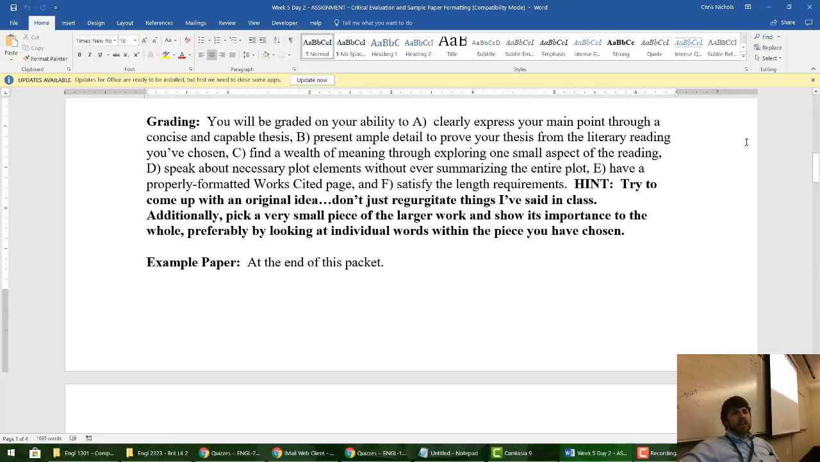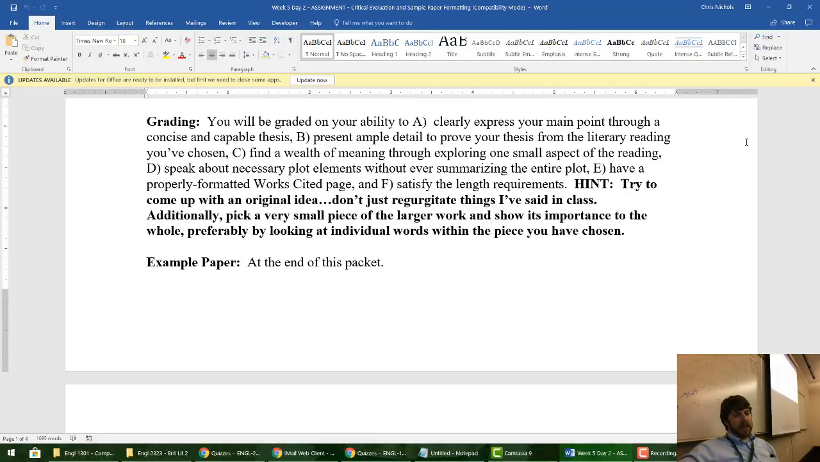Now, grading. You'll be graded on your ability to, like normal, clearly express your main point through a concise and capable thesis. Present ample detail to prove your thesis from the reading you've chosen. Here's what's different. Find a wealth of meaning through exploring one small aspect of the reading. Speak about necessary plot elements without ever summarizing.